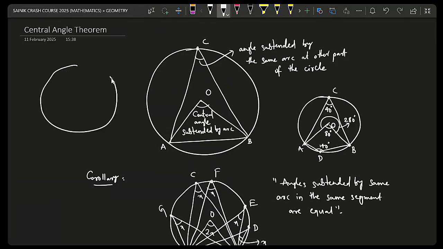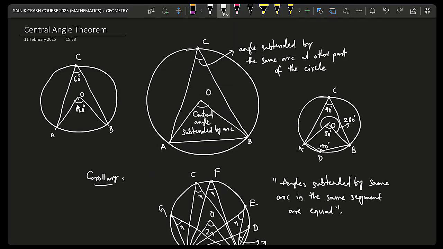There is a circle. I'm taking an arc. AB is one arc. This is the center O. Let's take a point here and say C. If I join A to C and C to B, suppose I have this angle 60 degrees. Now without measuring anything, you can say that the central angle is going to be 120 degrees. This is the central angle theorem.